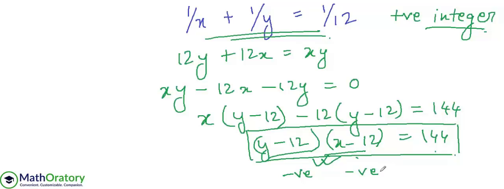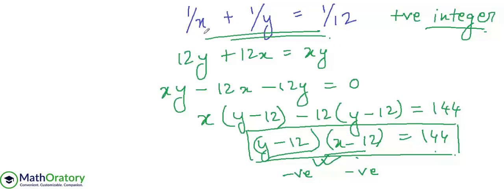It might be coming to your mind that, okay, if x is positive, it is not mandatory that x minus 12 has to be positive, right? That is correct. And the same goes with y. If y is positive, y minus 12 can be negative. But the thing is, you have to understand the original equation. The original equation is 1 by x plus 1 by y equal to 1 by 12.